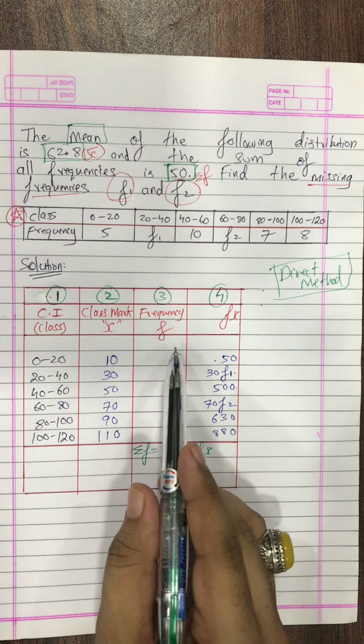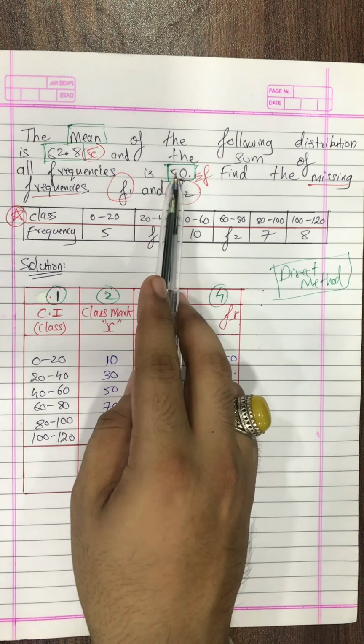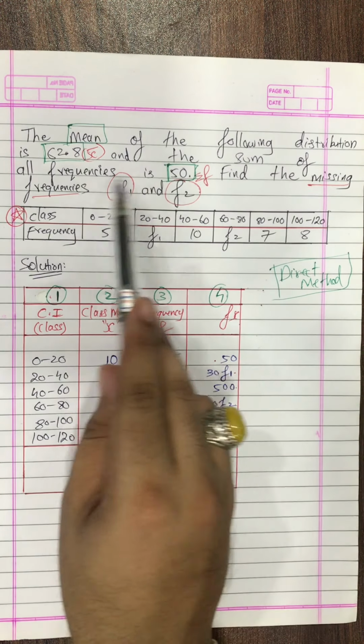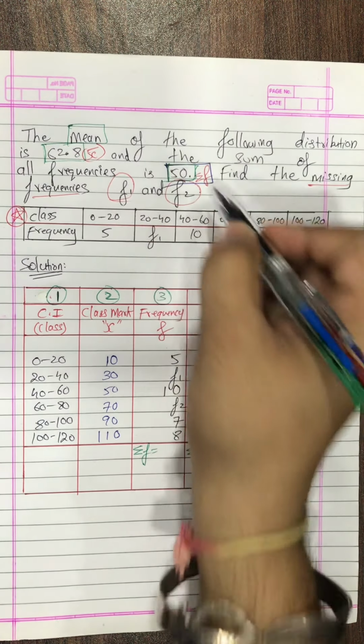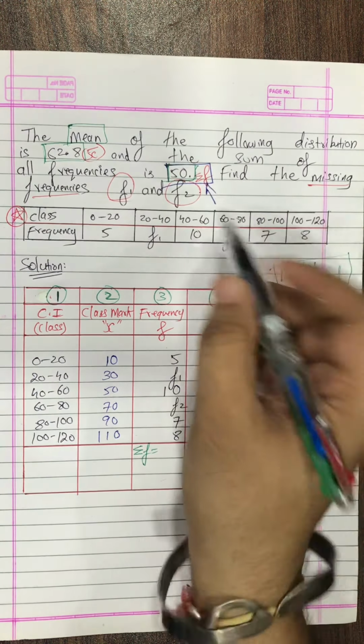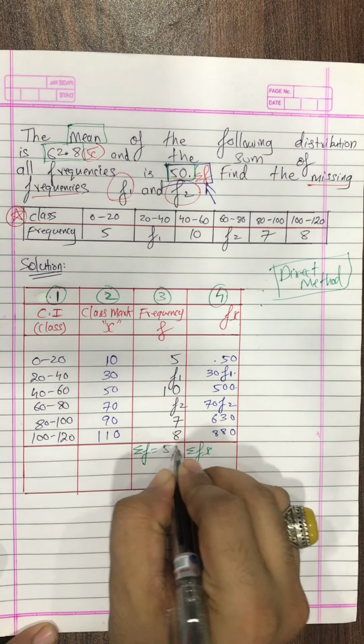Summation f means adding all the frequencies. But students, it's clearly mentioned in the question: the sum of all frequencies is 50. Please pay attention. It's given to me that the value of summation f is 50. So students, I'll straight away write here 50.